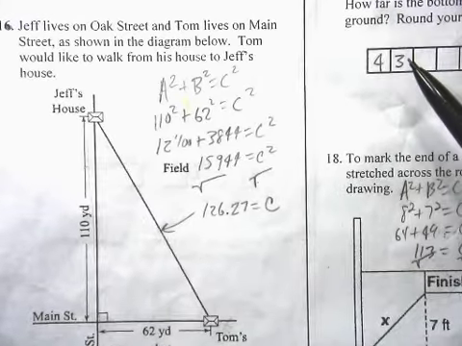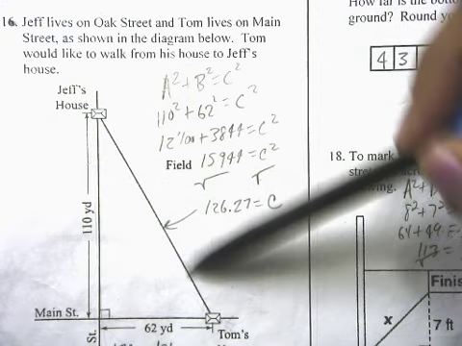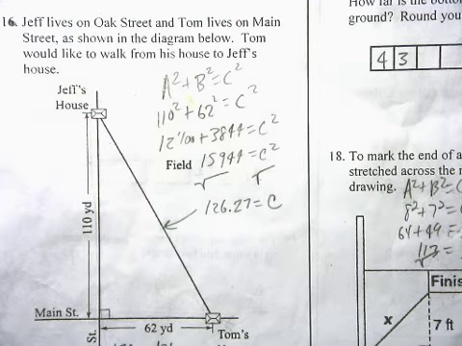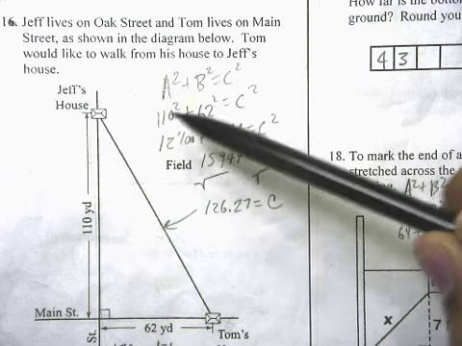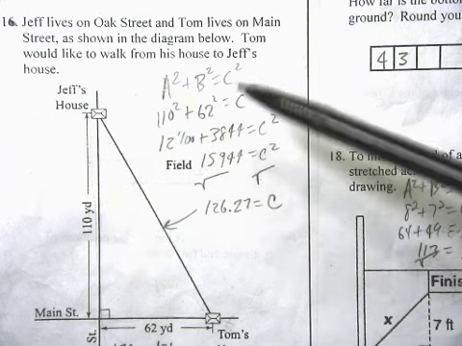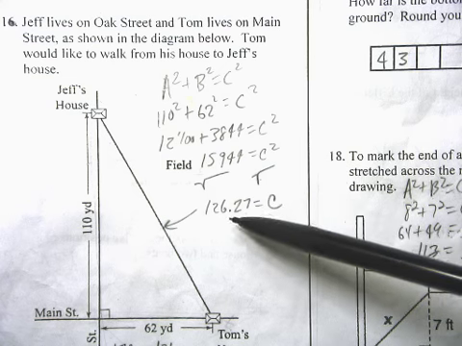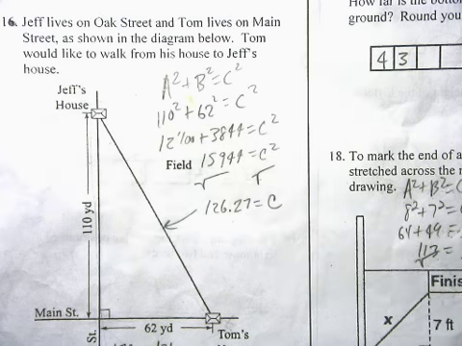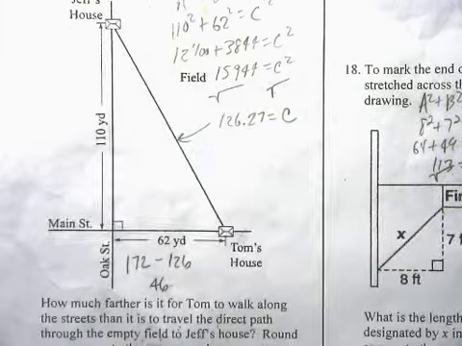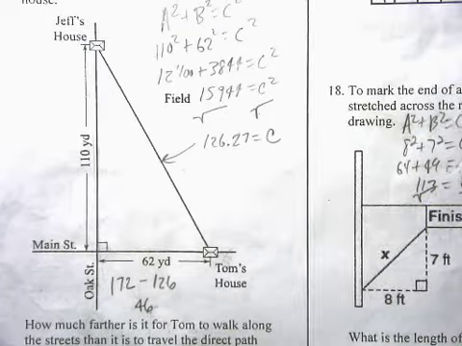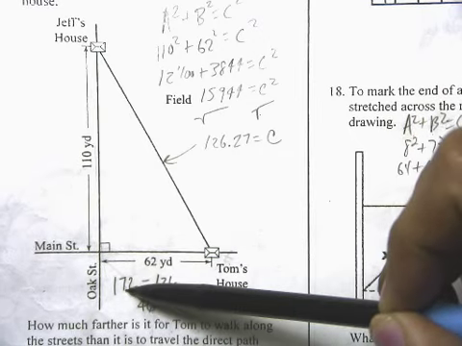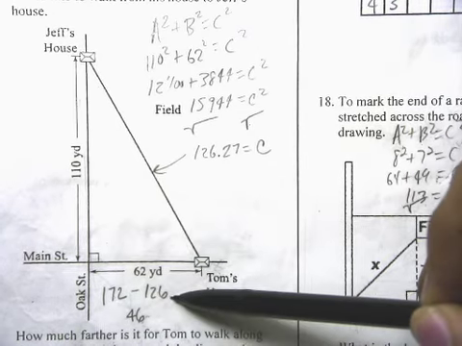So they want to know how much further is it going on the street than it is going through the field. Well, in order to determine that, first thing I need to do is find out how far is the distance across the field, right? What can I use for that? Simple, the Pythagorean theorem. When I do my a squared plus b squared is equal to c squared, I get that the hypotenuse is 126.27. That's not the answer. They weren't asking you what's the distance across the field.